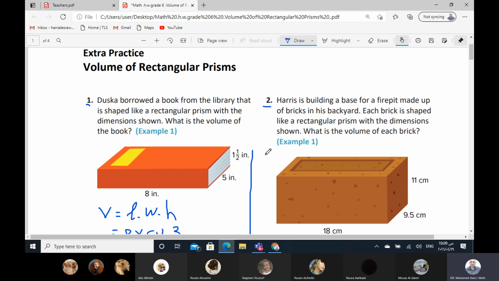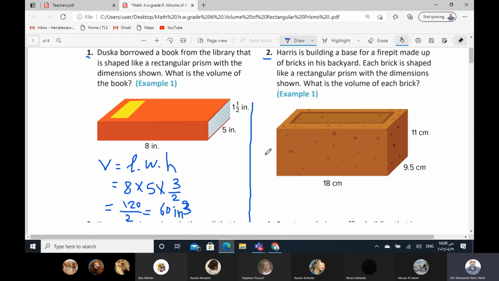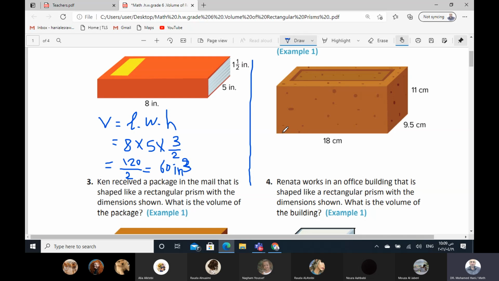Okay, now. Paris is building a base for a parapet made up of brick in his backyard. Each brick is shaped like a rectangular prism with the dimensions shown. What is the volume of each brick? Thank you, Nagam. Great. As you see here, we have the length 18 centimeter, the width 9.5, and the height 11.